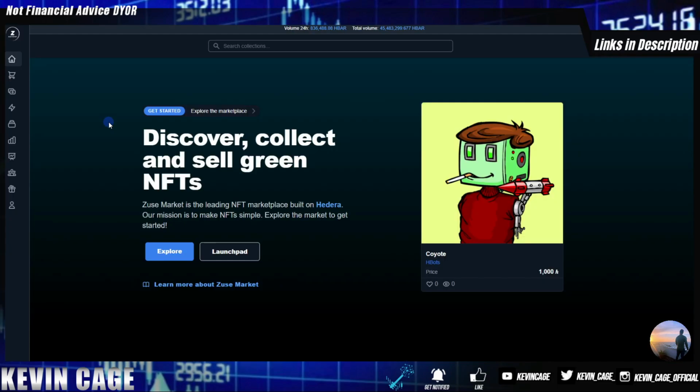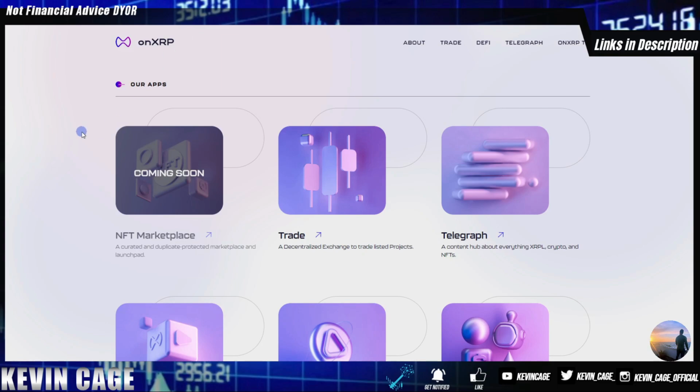So in terms of NFT marketplaces, we have Friendly Markets for Casper. You have Zeus.market for HBAR, and you can also connect HashPack, an NFT marketplace built on Hedera. And then we also have XRP.com with an NFT marketplace on the way. And this is for the XRP Ledger, and I posted their tokenomics on my Instagram yesterday.